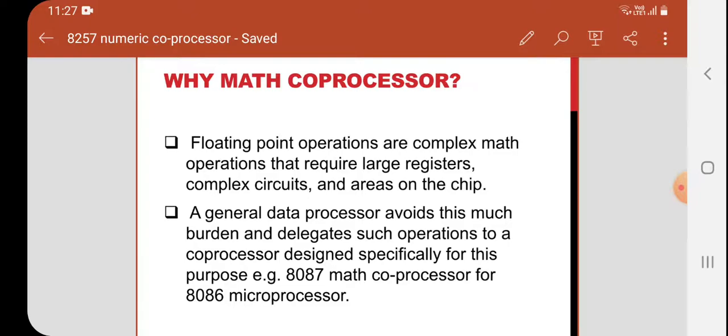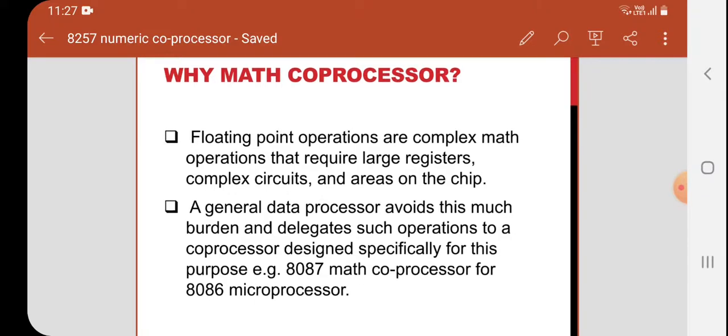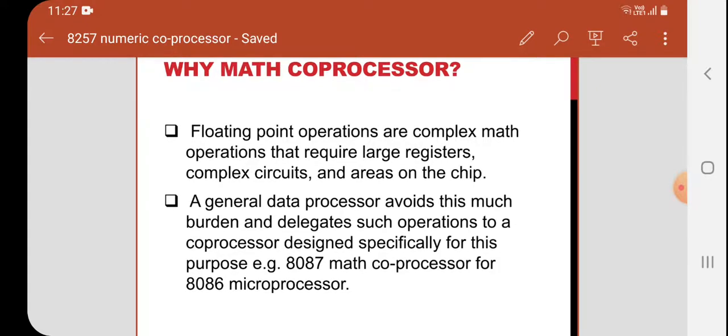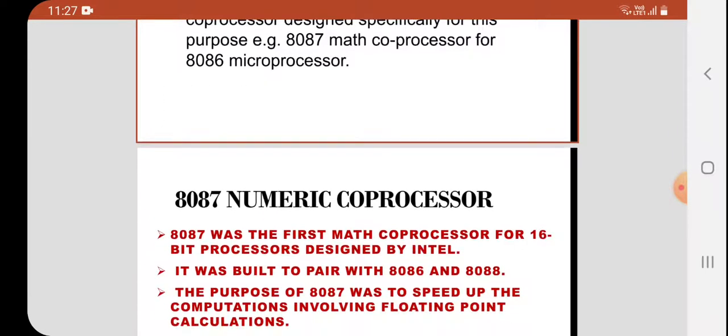So math coprocessor, why is it needed? Floating point operations are really complex, so it is not needed for the processor to do it. It is separately handled by a math coprocessor. At that time the CPU becomes idle, and it can do any other work such as resource management, handling complications, and computing the important programs and all. So that is the major advantage of a coprocessor.